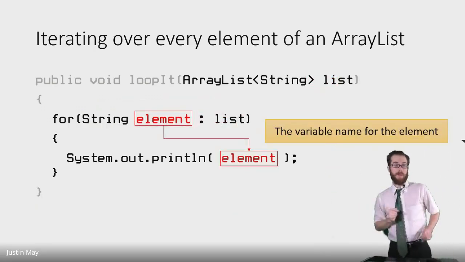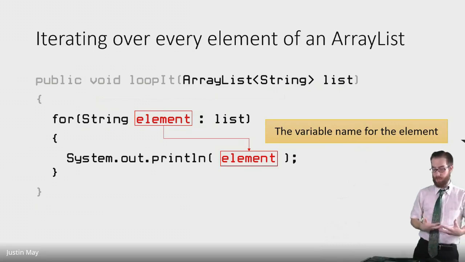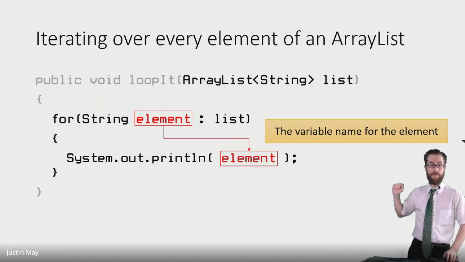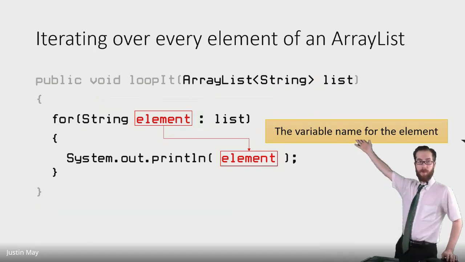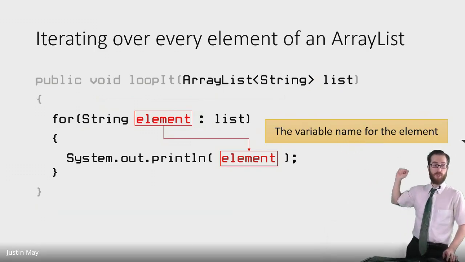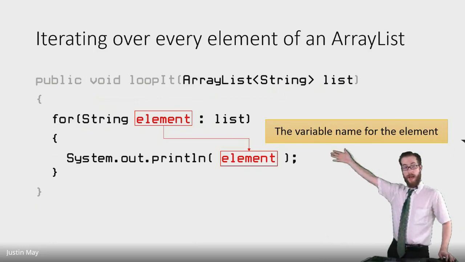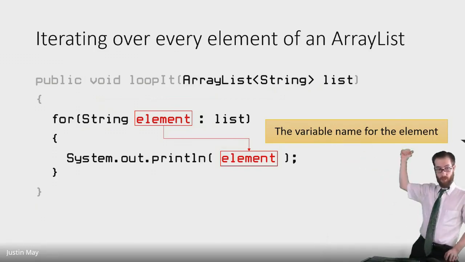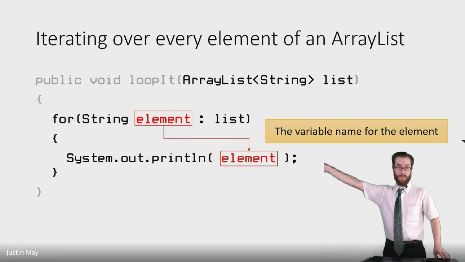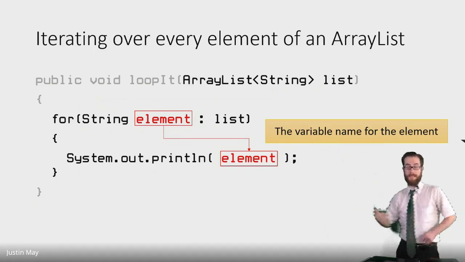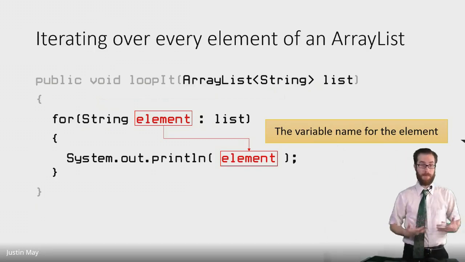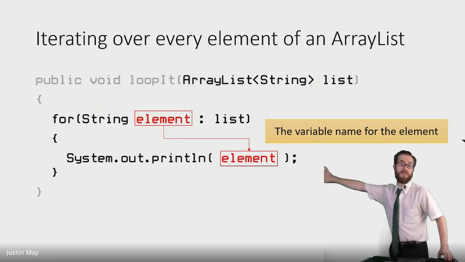This part, where you're naming the element from the list, you can call that whatever you want. That's just a variable name. So in this case, this is an array list of strings. So our for loop is for string element colon list, because the list is called list. It's a list of strings, so the type is string. And then I decided to use the variable element, but you can use whatever variable name you want. And that variable name is what you'll use inside the loop.